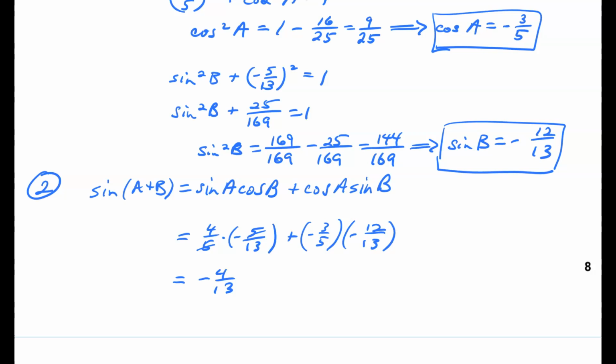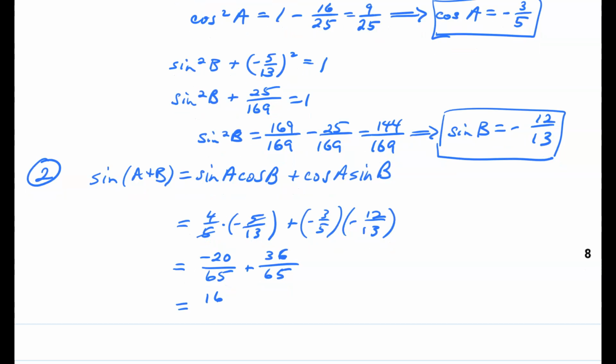But actually, in terms of getting a common denominator so we can combine, I'm not going to divide the 5's. I will leave that as 5 times 13, which is 65, and then negative 20, 4 times negative 5. And then negative 3/5 times negative 12/13 will also give us 65 in the denominator, and 3 times 12 is 36. And when we combine 36 and negative 20, we see that our answer is 16 over 65. And that is the value of the sine of a plus b.